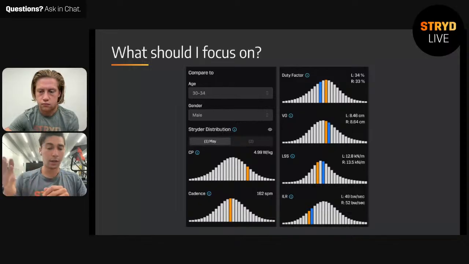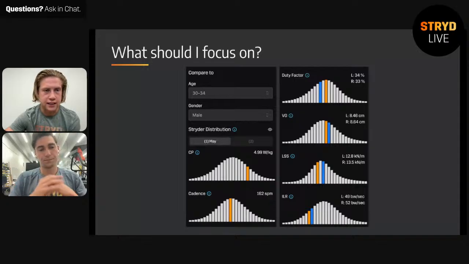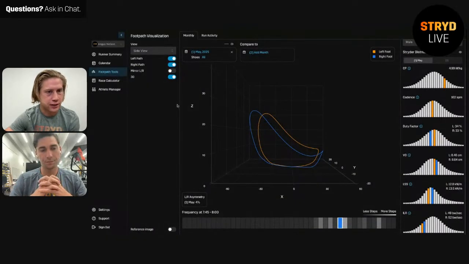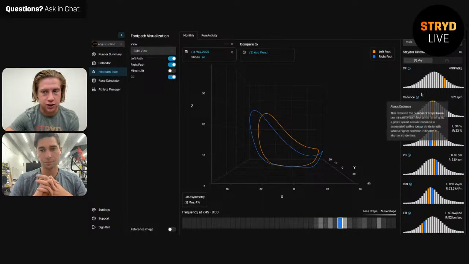And then for Gus specifically, do you have any subjective areas that you feel like you'd want to work on? Yeah, that's a great question. To put this tool in context here, I'm going to jump over to my Stryd Power Center account. And as Keo said, I can access that by tapping on the footpath tools on the left sidebar here. And then that's going to load in this distribution.